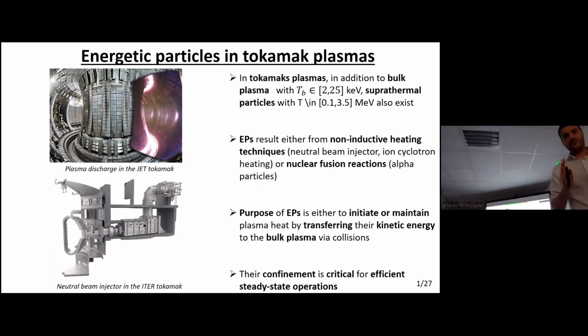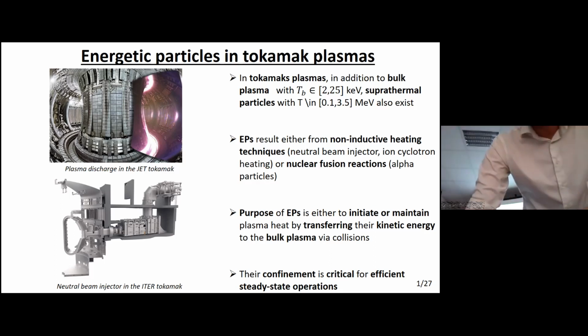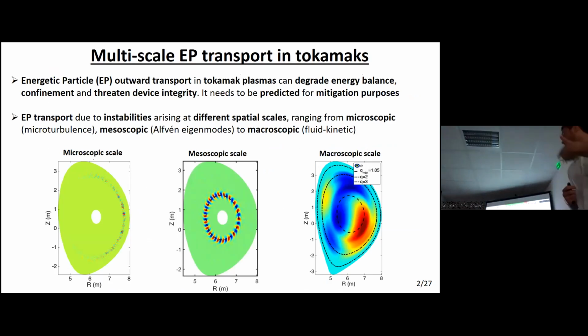In order to be able to do steady state operations, the confinement of such fast particles is very critical. But as you can expect, things are not as easy. In tokamaks, we do have what we call EP transport. I'm going to refer to energetic particles as EP from now on. We can have EP transport in the radial direction, from inside to outside the tokamak. Those can, first of all, as I said, degrade the energy balance and the overall confinement of the device, and also threaten the device integrity, since sometimes the fast particles can hit the walls and degrade them.